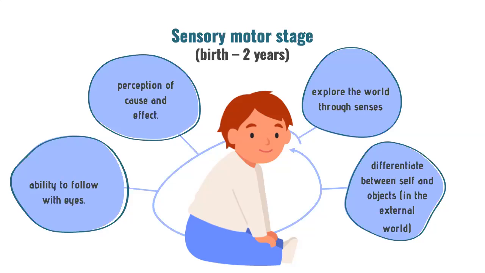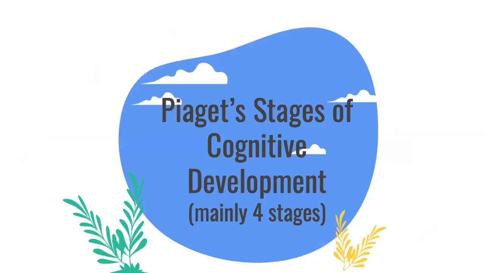The infant is also able to follow with their eyes, so they have their sight sense, and they are able to observe. The baby is able to differentiate between self and physical objects in the external world. From there, the baby can learn based on their senses. This is the stage called the sensory motor stage.